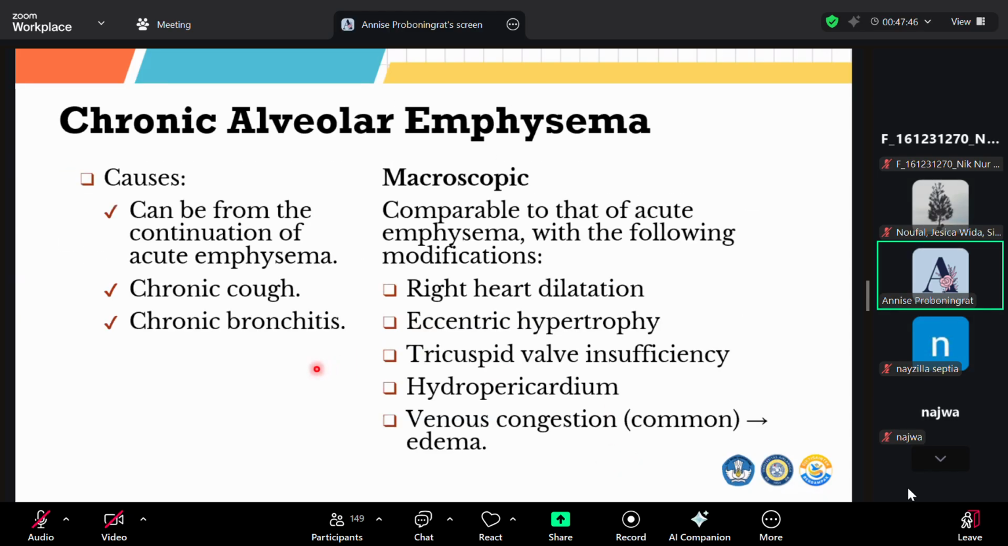And then chronic alveolar emphysema, the causes can be from the continuation of acute emphysema, chronic cough, and chronic bronchitis. The macroscopic lesion is comparable to that of acute emphysema with the following modifications: right heart dilatation, eccentric hypertrophy, tricuspid valve insufficiency, and hydropericardium. And the last one is venous congestion.